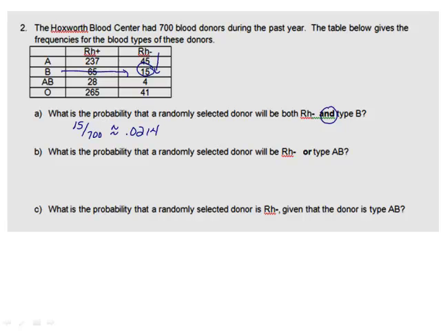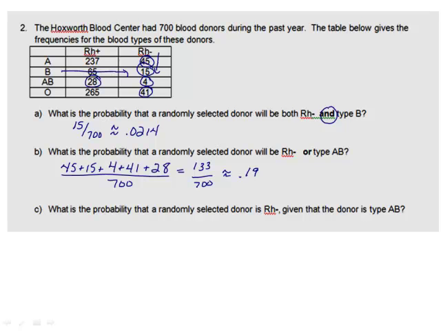The next is an OR instead of an AND, so we want the probability that they will be Rh negative or type AB. So we're going to look at every cell in the table that meets one or the other or both of those conditions. So we have all those circled. We're just going to add up all 5 of those. And just when you're doing these, be careful not to count anything twice. So if we add those up and divide by 700, we get 0.19.